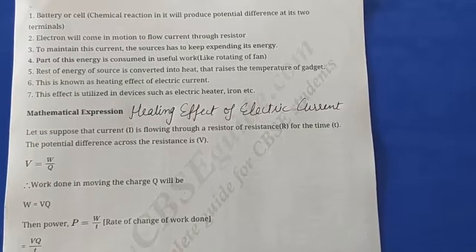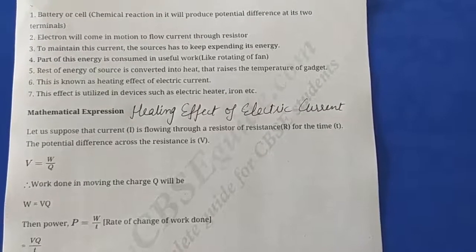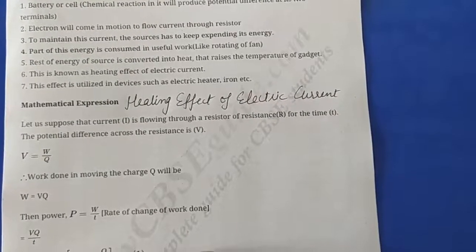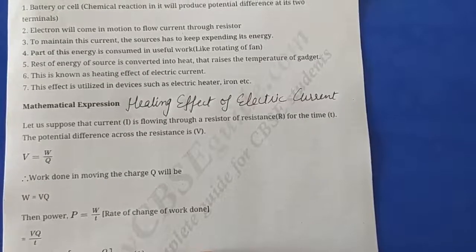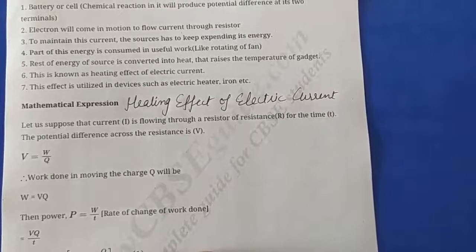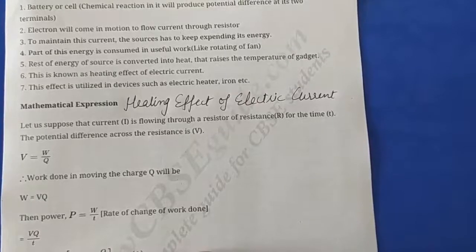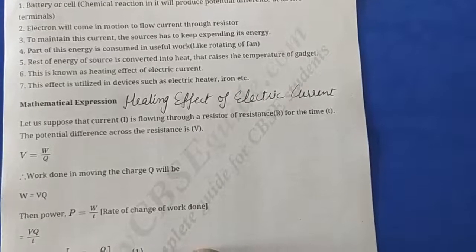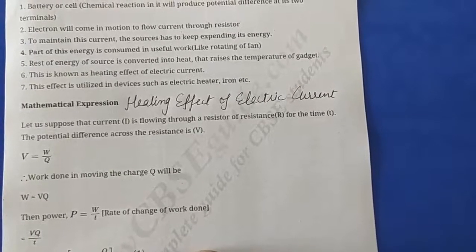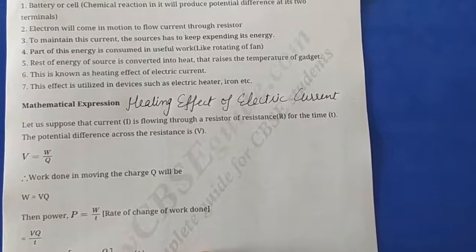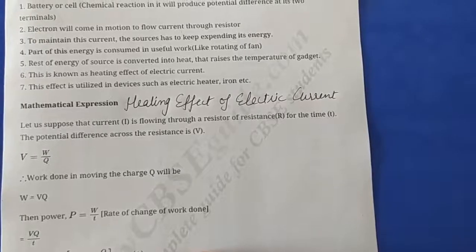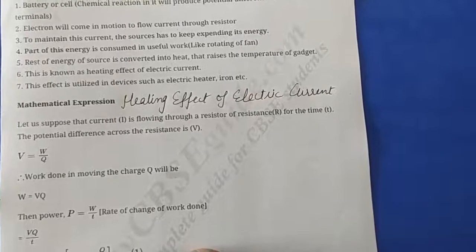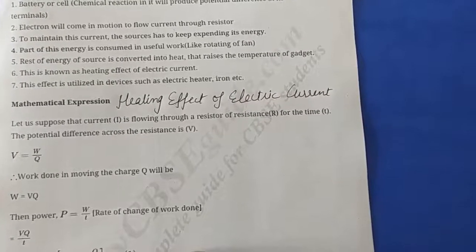We use that in many applications, like the electric heater, electric toaster, and the bulb. In the electric heater, as you switch it on, as time goes on, the light and the energy of the electric heater go on increasing, right? So we will derive the mathematical expression for the heating effect of electric current.